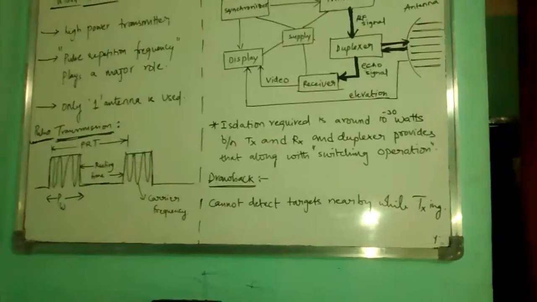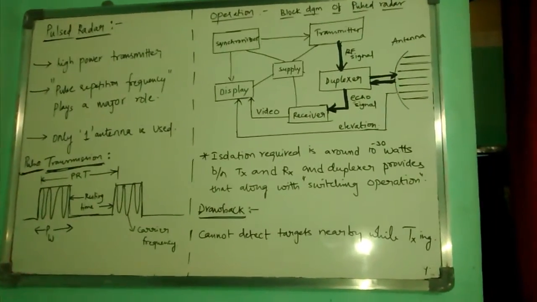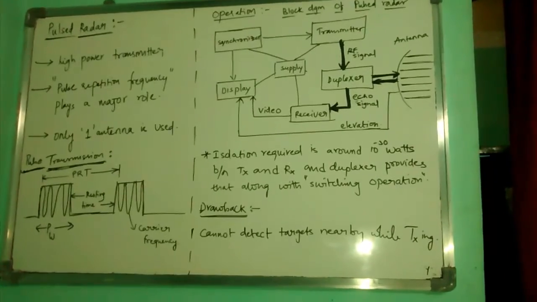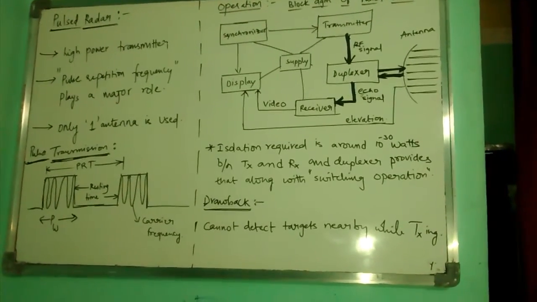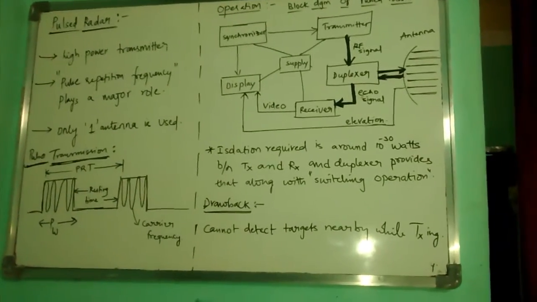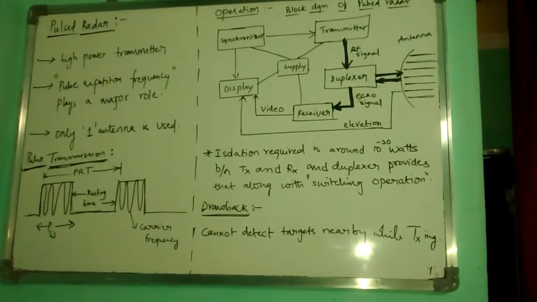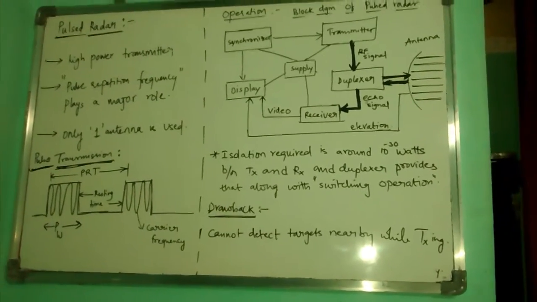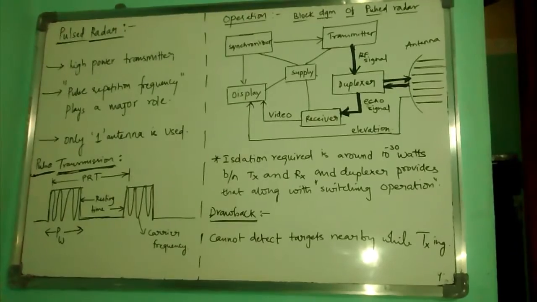Here we use only one antenna and switch from one mode to the other. When we are transmitting we use one antenna, and when we are receiving we use the same antenna. Now let us define pulse repetition frequency: it is the rate at which pulses are repeated.